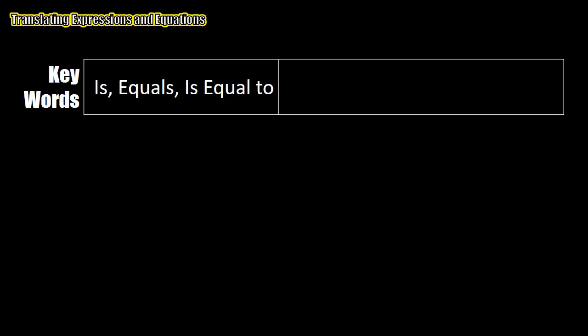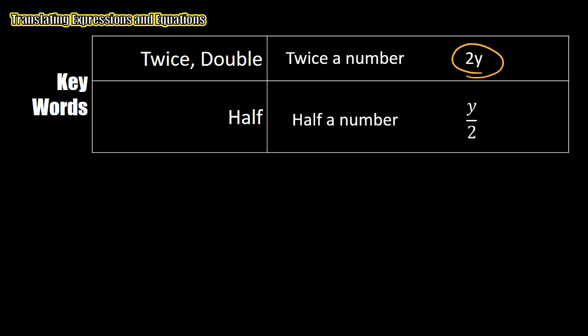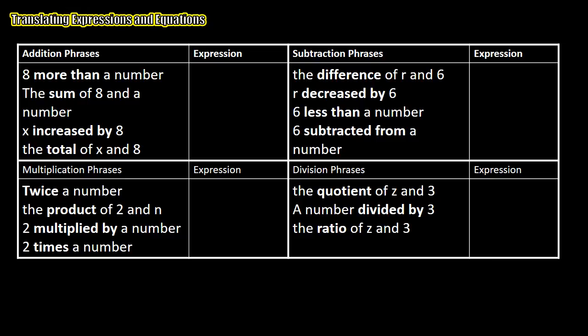In these keywords, is, equals, or equal to, we're dealing with equations. Just like we had keywords for adding, subtracting, multiplying, and dividing, anytime you see an is, that's where you put the equal sign. You also have other keywords, twice and double. If I say twice a number, we can write that as 2, and I'm going to use y as my variable, so I know I'm going to be multiplying y by 2. Then you have half a number. I'm going to use y as my variable, and I'm going to use the fraction bar instead of my division sign.